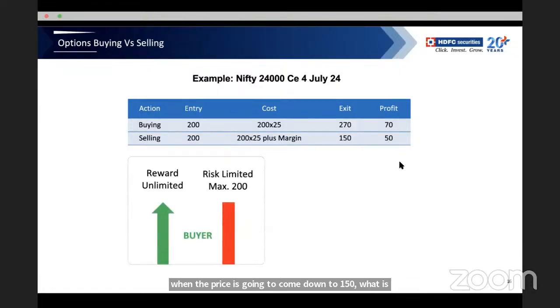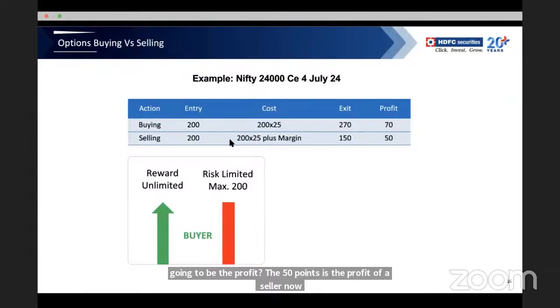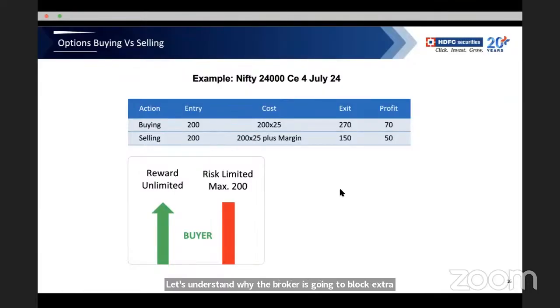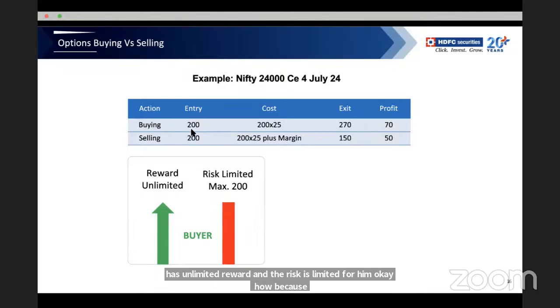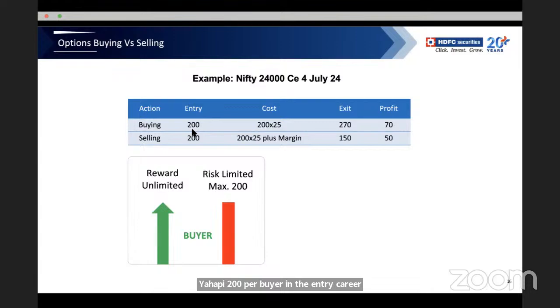Now let's understand why the broker is going to block extra margin on the selling side. Let's understand a few concepts. A buyer has unlimited reward and the risk is limited for him. How? Because here the buyer has made entry at 200. Let's say something very unexpected, good news comes in the market. So this call option can go to 1000, it can go to 2000, it can go to 5000, correct? There is no upper capping, so there is a potential of unlimited reward, technically.